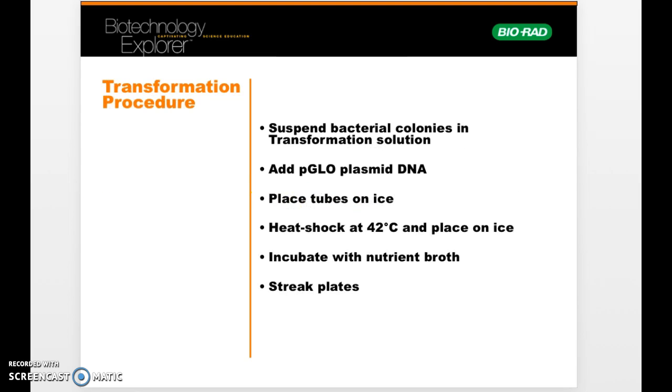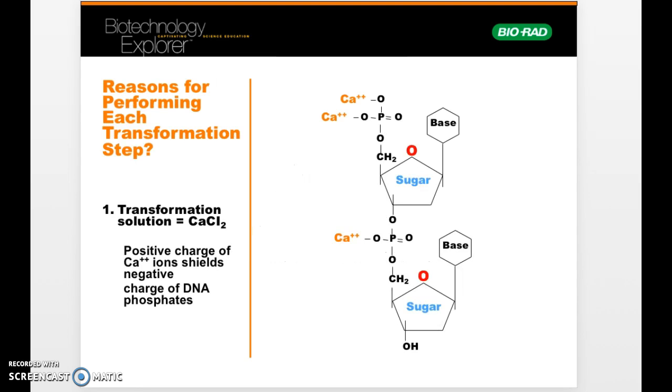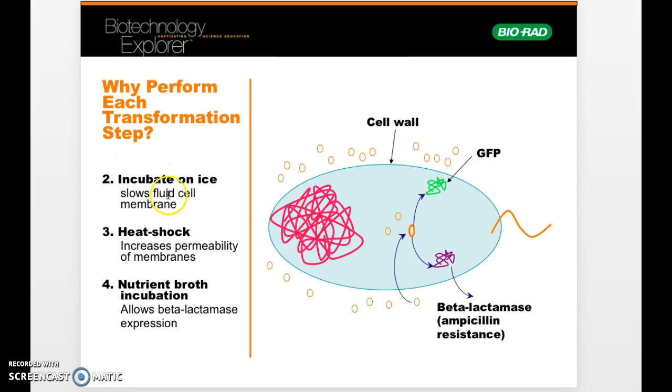So the calcium chloride, right here, gives you a positive charge to shield the negative charges of the DNA phosphate. So it allows the DNA to be taken into the bacteria more easily. And then we incubate it on ice to slow the fluidity of the cell membrane. And then we heat shock to increase the permeability of the membrane. So the membrane is now permeable to the plasmid, and then the plasmid can come into the bacteria.